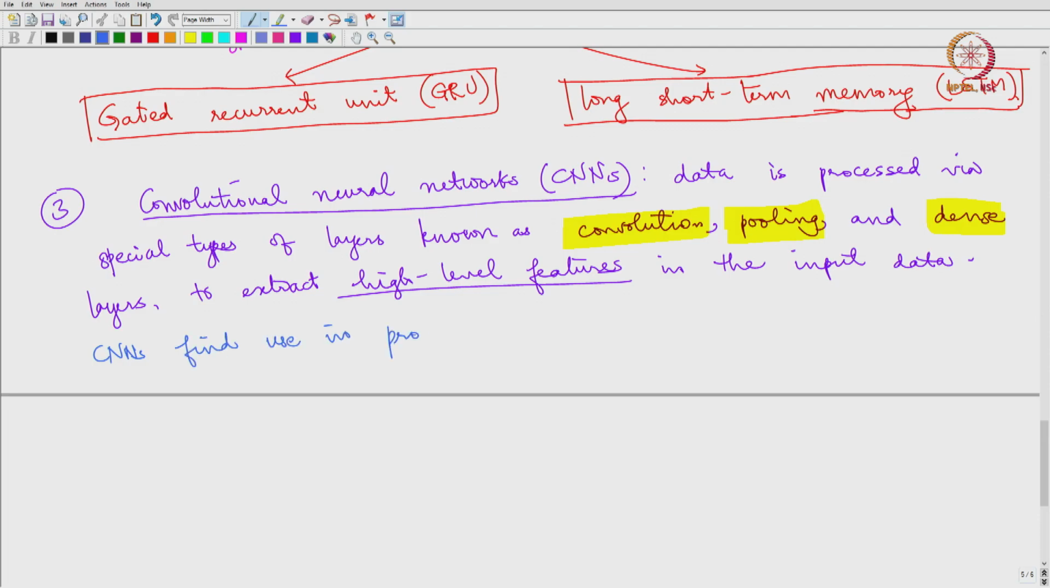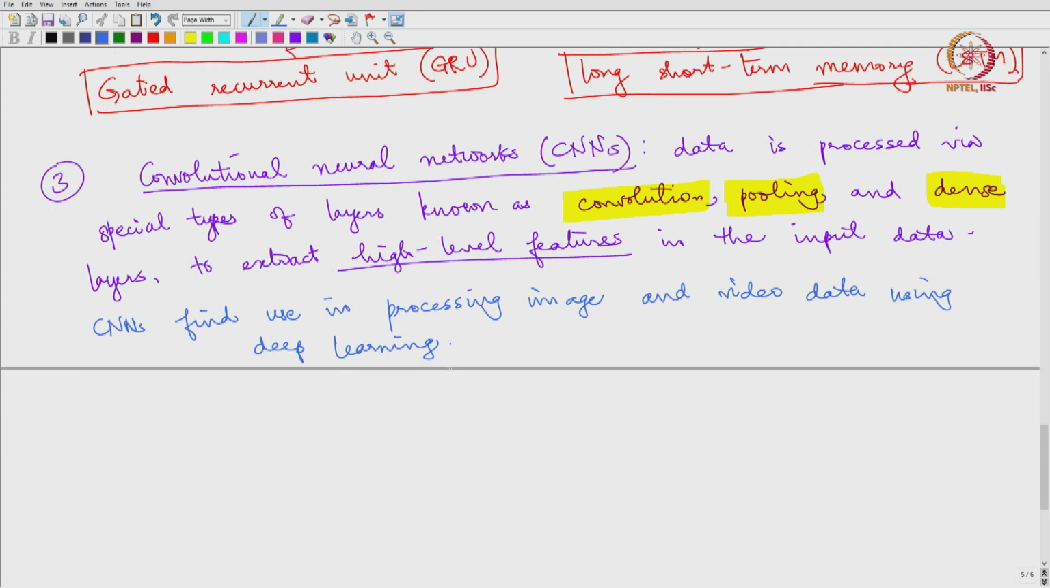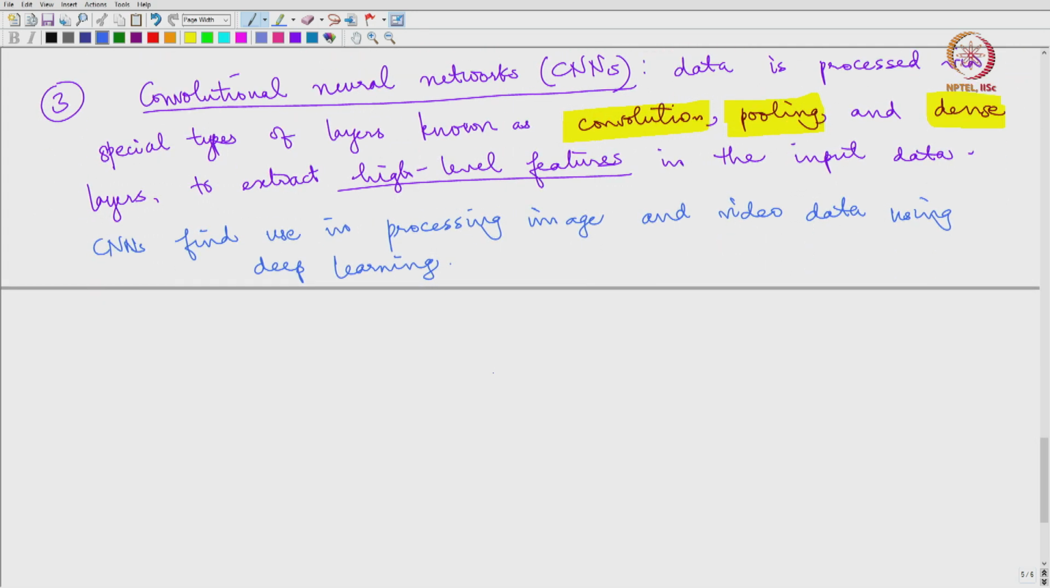In processing image and video data using deep learning. So, this is about convolutional neural networks.